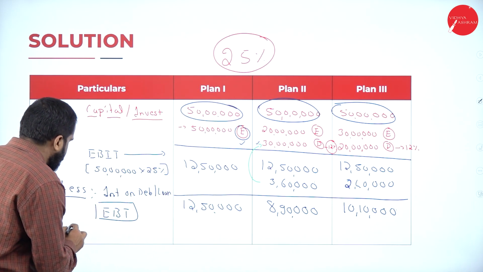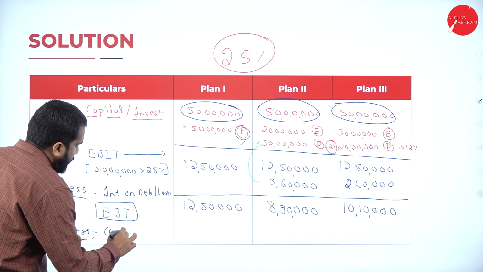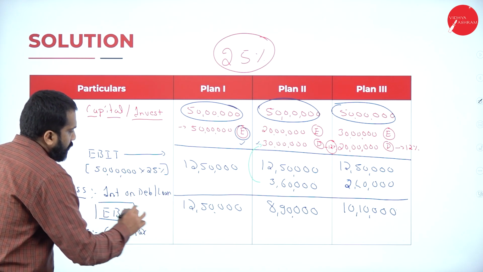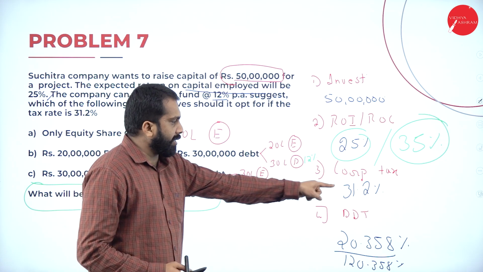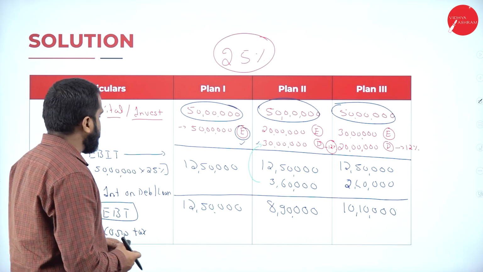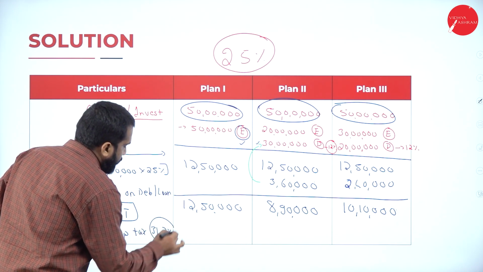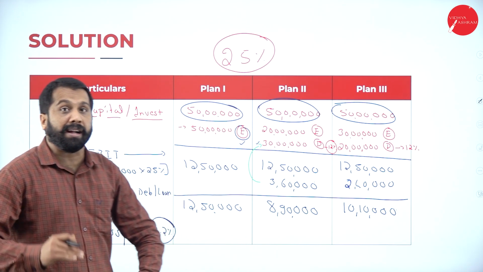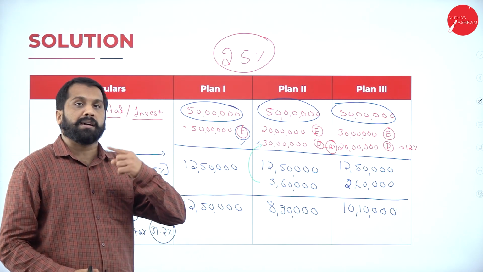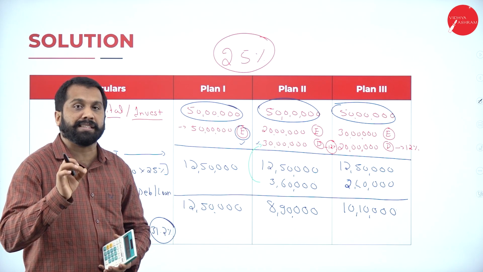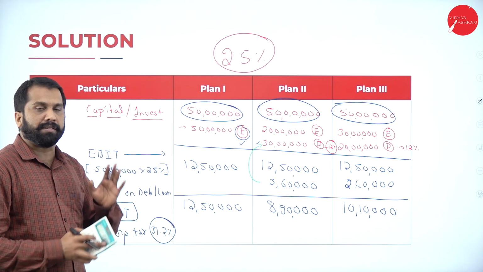Now, minus less corporate tax. What is the corporate tax given in the question? Check. It is given 31.2%. Now we'll take 31.2%. 31.2 divided by 100, not 131. Remember, the 120, we add 100 only for which one? Dividend distribution tax. For corporate tax, it is always divided by 100 itself.